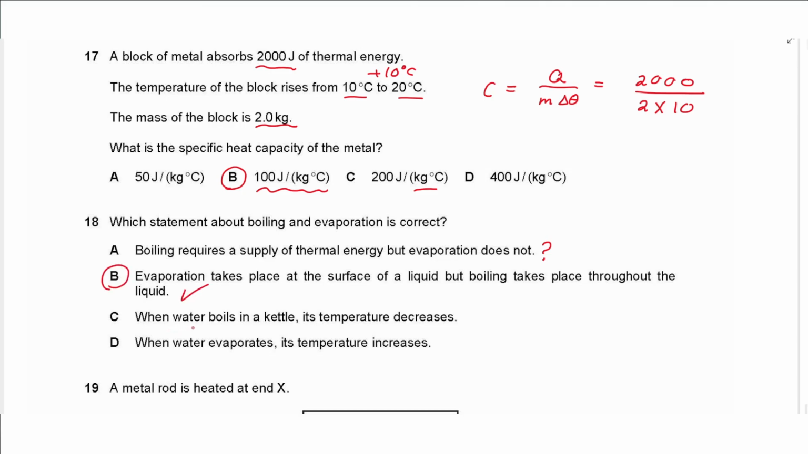For choice C, it says when water boils in a kettle, its temperature decreases. No, its temperature is constant. When water evaporates, its temperature increases. It decreases because evaporation causes a cooling effect.